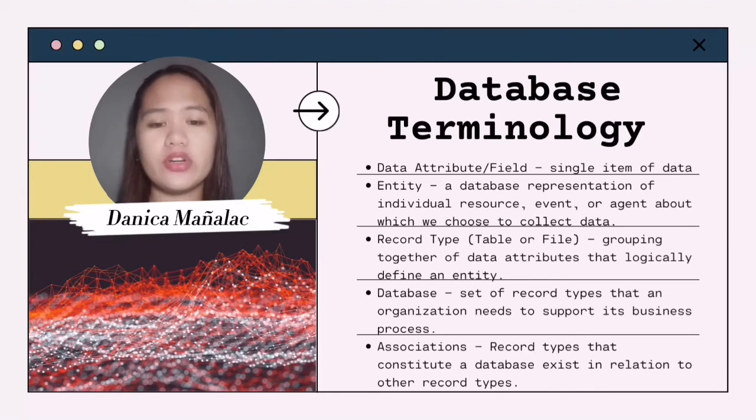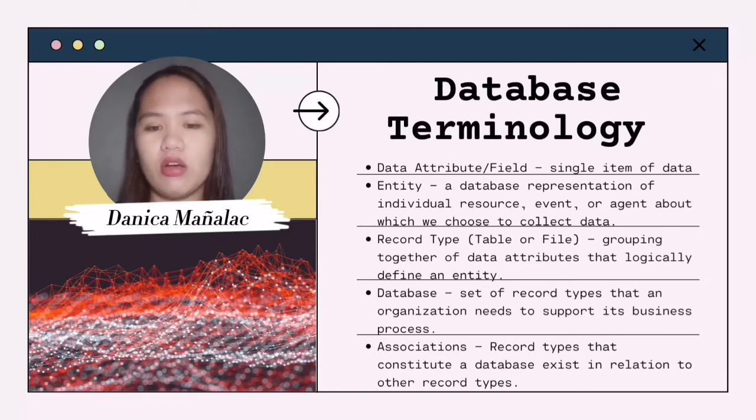Record type is a grouping together of data attributes that logically define an entity. For example, the event of a purchase would form a purchase order record type, and multiple occurrences of this purchase order record type are physically stored in the purchase order table or file, which are part of the company's database.